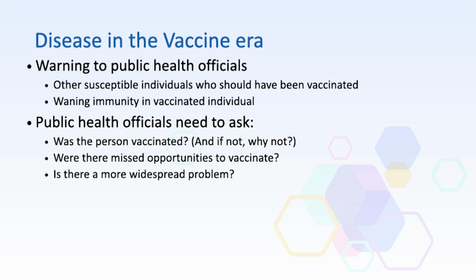There may be other susceptible individuals who should have been vaccinated but were not, or there may have been waning immunity in a vaccinated individual. Important questions for public health include, was the person vaccinated? And if not, why not? Were there missed opportunities to vaccinate? Is there a more widespread problem?